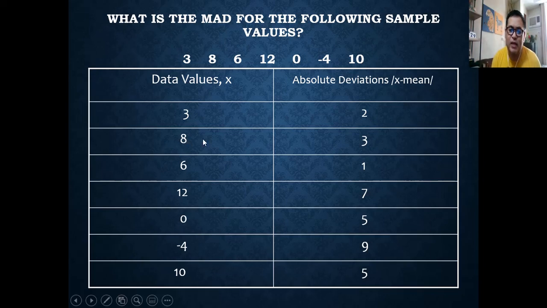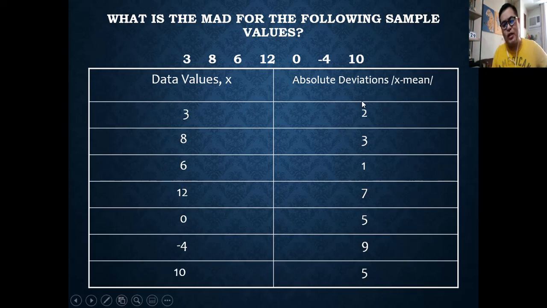Okay? So, 8 minus 5 is 3, 6 minus 5 is 1, 12 minus 5 is 7, 0 minus 5 is negative 5, but still positive 5. Negative 4 minus 5 is negative 9, so it's positive 9 pa din. 10 minus 5 is 5. So definitely you have now your deviation.